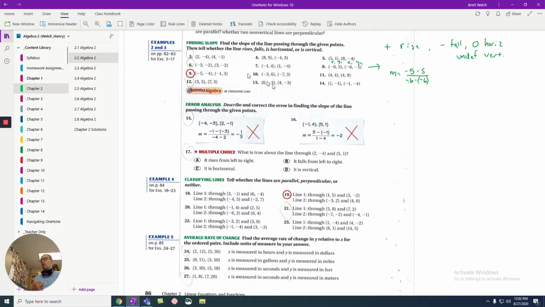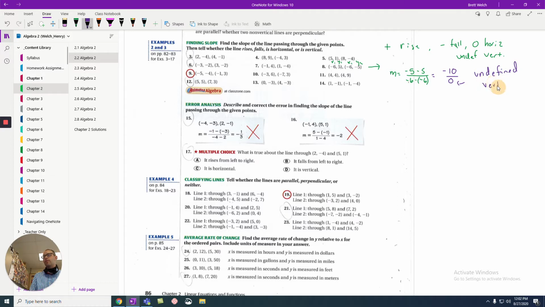Now, I know from my years of experience what's about to happen, but if you're not sure, just take it a step at a time. In the calculator, negative 5 minus 5 should come out as negative 10. Negative 6 minus a negative 6, so that's a double negative there, should come out as 0. Anytime 0 shows up in the denominator, we say that this is undefined. So the slope is undefined, making it vertical.